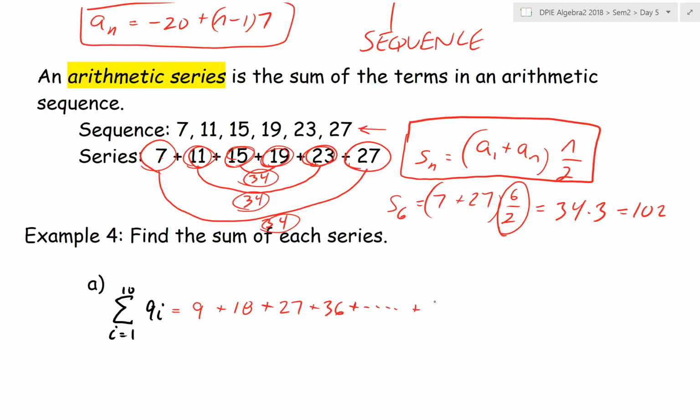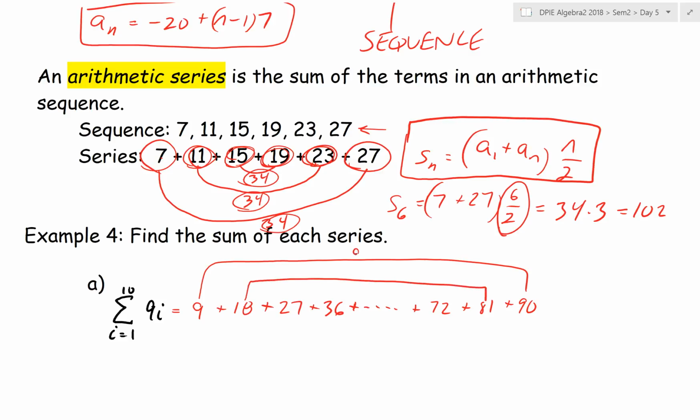until we get to when we plug in 8, for example, we would have 72. When I plug in 9, I would have 81. And when I plug in 10, I would have 90. So I didn't list the whole sequence out, but I did list enough for you to recognize that we're going to see the same pattern. If I add the first term and the last term, I get 99. If I add 18 and 81, I get 99. This one and this one add up to 99, and so on and so on.